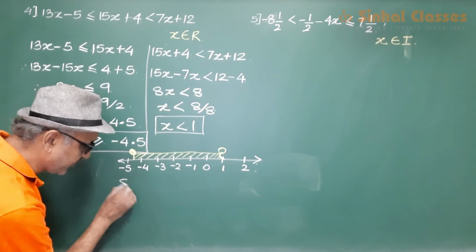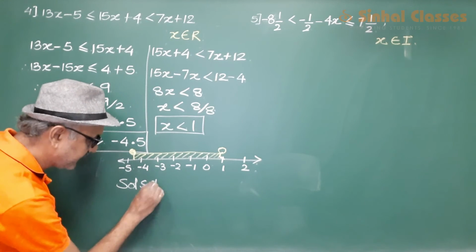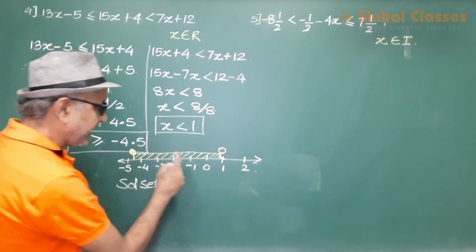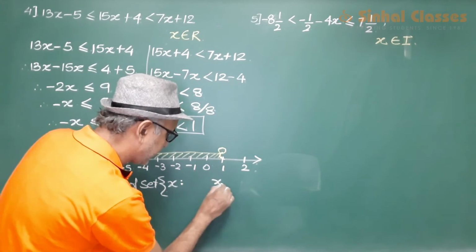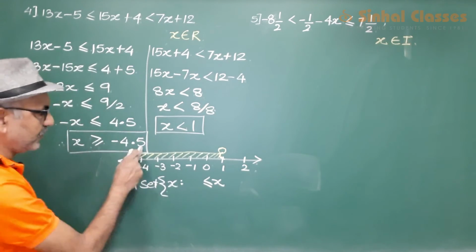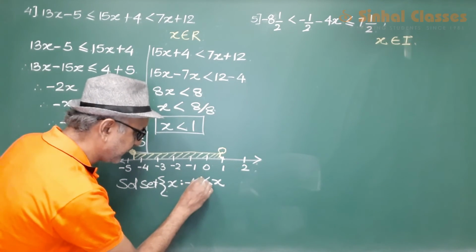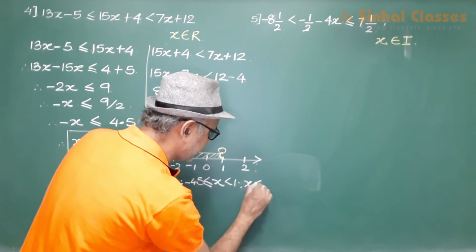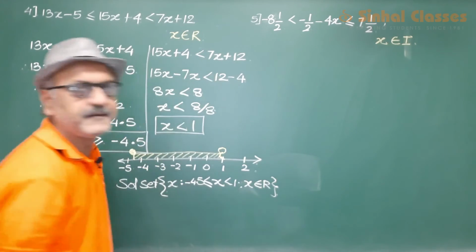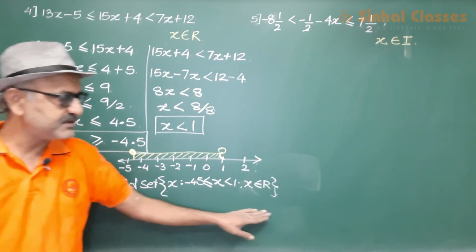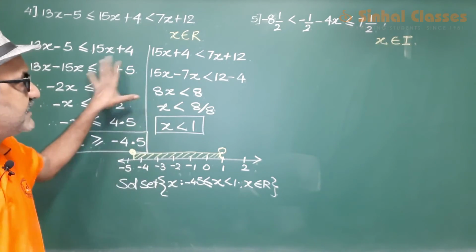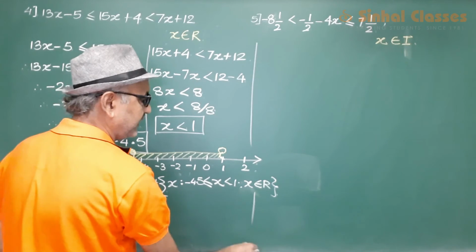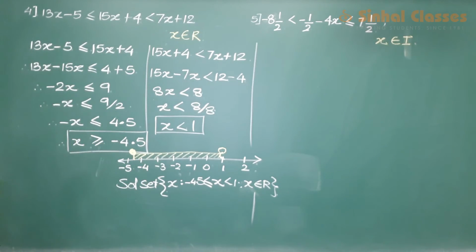So here the solution set that I write would be x such that x is greater than or equal to minus 4.5, lesser than 1, and x belongs to set of real numbers. This is your solution set, this is the number line, this is solving of the inequation. Alright, let us come to the next sum now.